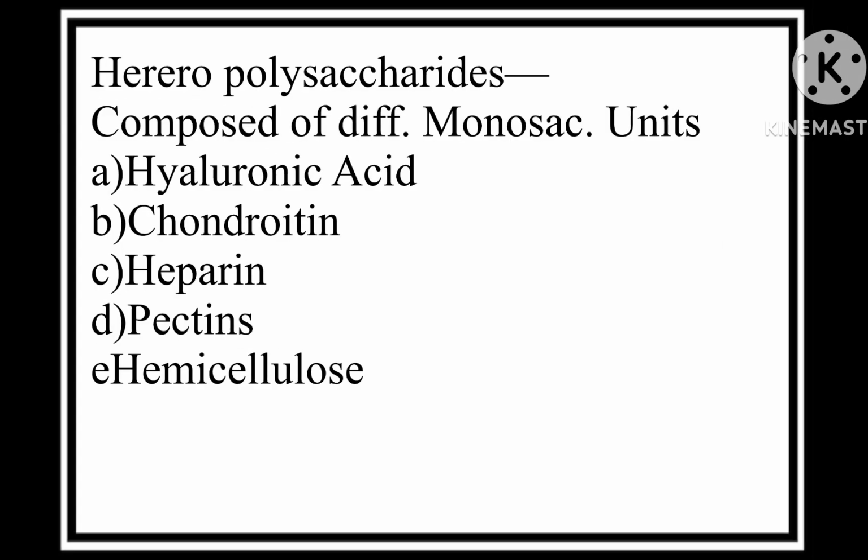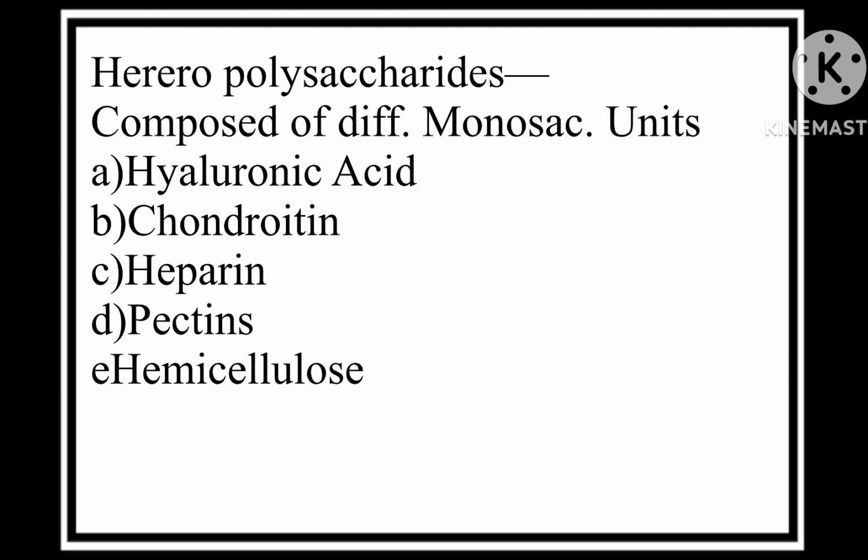Now we have a few heteropolysaccharides or heteropolymers. They are of amino sugars or chemically modified sugars like glucosamine or N-acetyl galactosamines, GAGs. Because of that, they are called mucopolysaccharides, which attract water because they are hydrophilic in nature, and that is the reason why they form viscous material, as the name suggests, mucopolysaccharides.